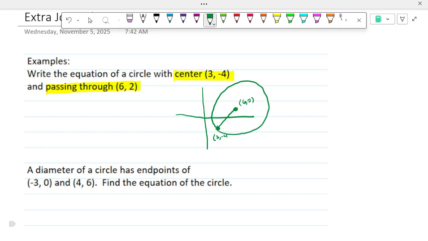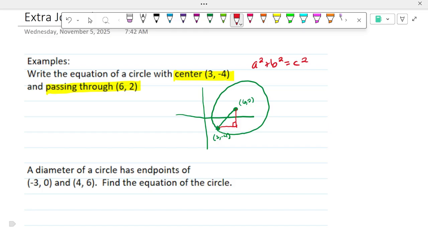All right. So, in other words, I want to create a right triangle so that I can do what to find the radius? What theorem helps us solve a right triangle? Pythagorean theorem. So a squared plus b squared equals c squared.